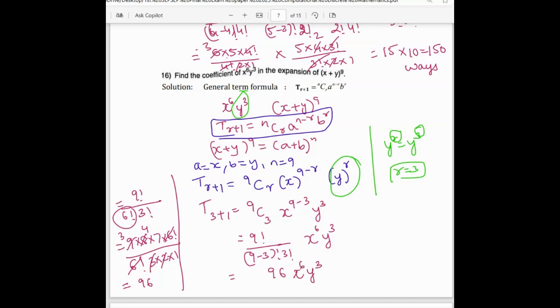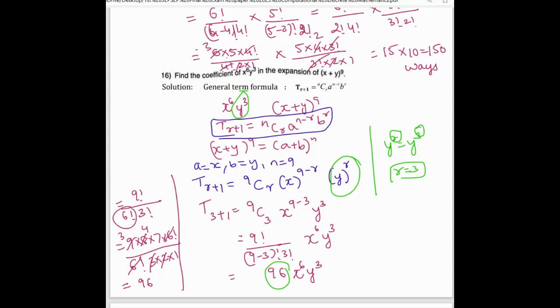So they are asking you to write the coefficient of x power 6 y cube. So what is the coefficient? The coefficient is 96, which is the answer for the given question. Okay, so this is how we solve the problem.